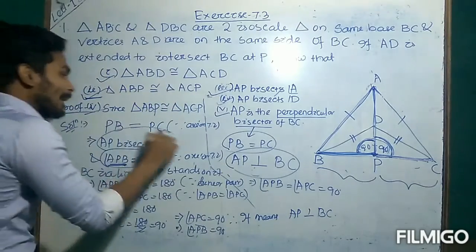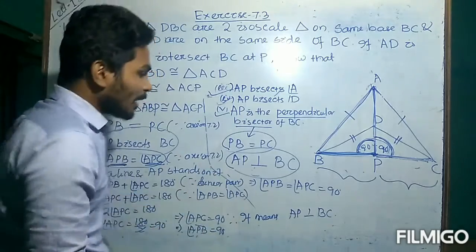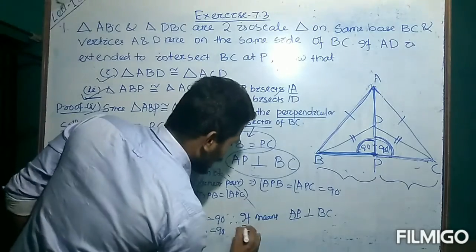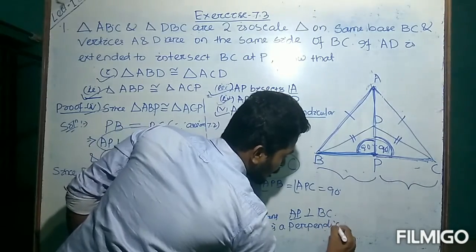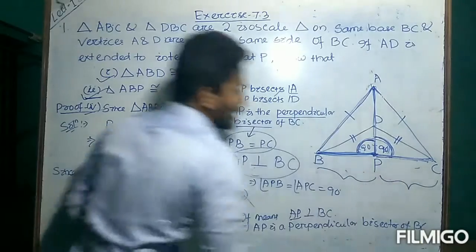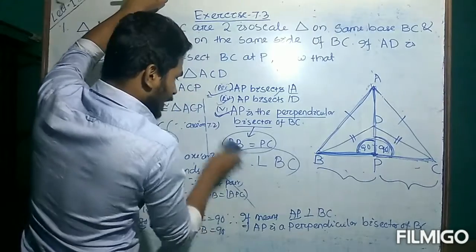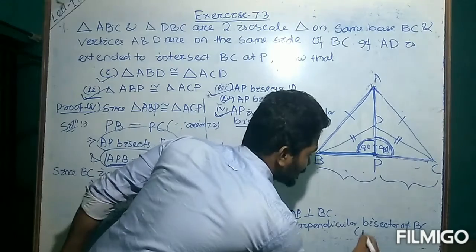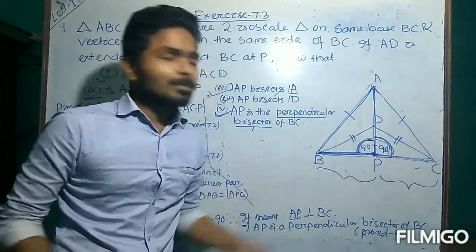Previously we have found AP bisects BC. Now we have found AP is perpendicular on BC. So ultimately what we have found? We have found that AP is a perpendicular bisector of BC. And finally, we have proved the fifth statement. Okay. So this thing you do not need to write. For your better understanding, I have written it. Okay. So finally, we have proved the fifth statement, that AP is the perpendicular bisector of BC. Okay.